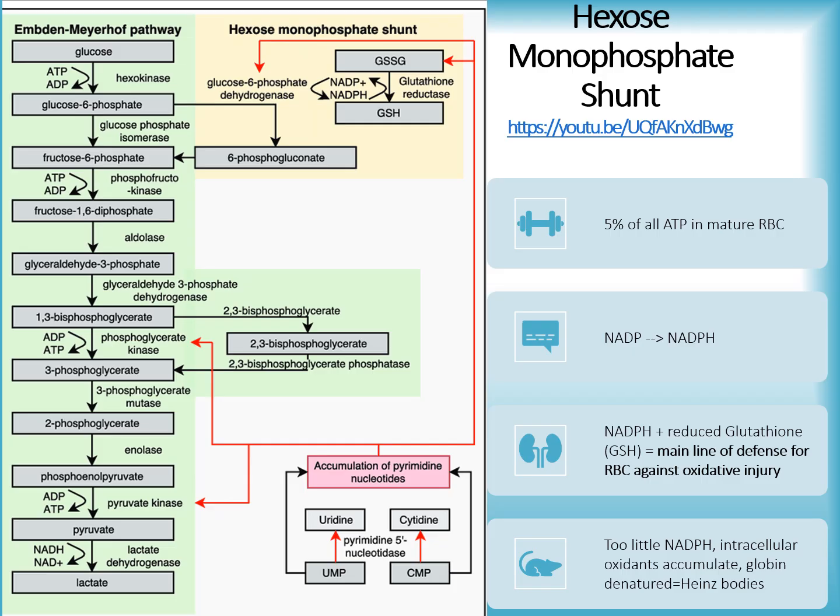If we have too little NADPH, intracellular oxidants accumulate and the globin in our hemoglobin can be denatured. We then see red blood cell inclusions called Heinz bodies, and we'll talk more about that as we get into red blood cell morphology and inclusions. But take a look at this diagram and see how everything fits together. All right? As you move forward and you're looking through your slides, if you need to come back and refer to this chart, please do.